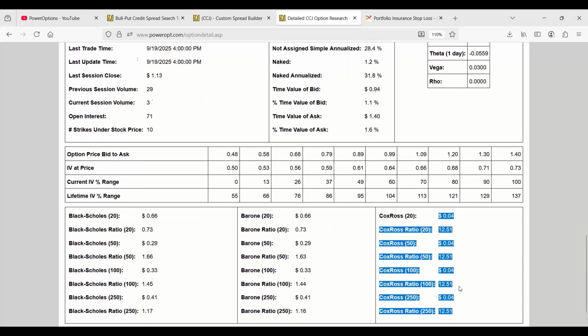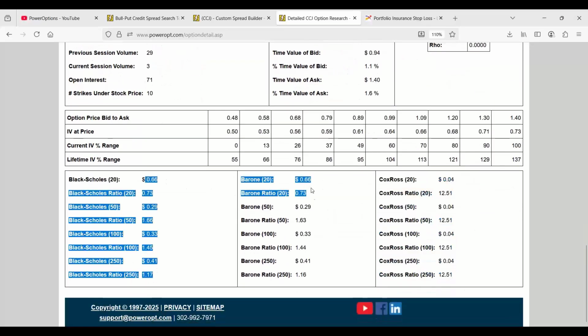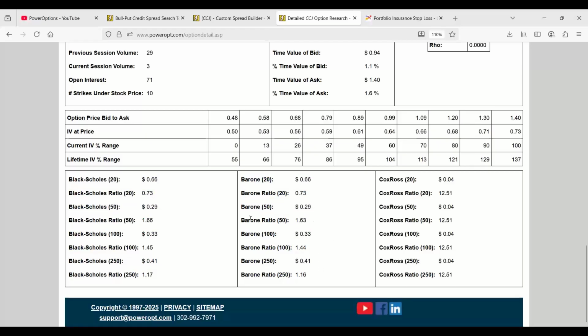This doesn't look right to me numerically, with Black-Scholes and Barone being pretty close on all levels. Some discrepancy here at the 50-day, which you'd expect. Very little discrepancy at the 100-day. That's okay. Very little discrepancy at the 215. That makes sense as it gets smoothed as we move further out in time.